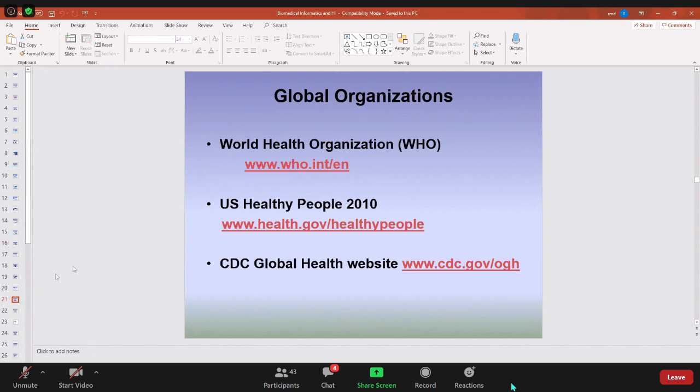So let's look at the global organizations related to health informatics. You have WHO, US Healthy People 2010, and CDC. WHO and CDC play a very important role. So much so that in recent outbreaks like COVID-19, without the WHO declaring a pandemic, I think by right now half of the world population would have gone. So you see how important health informatics is in global control of certain pandemics or outbreaks. It all comes from here.